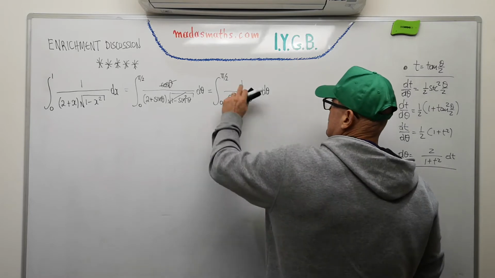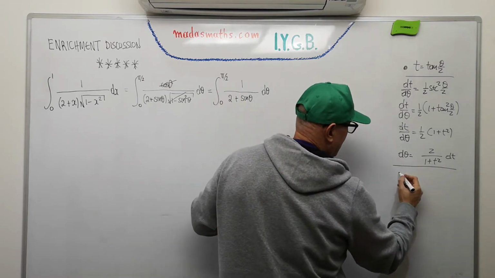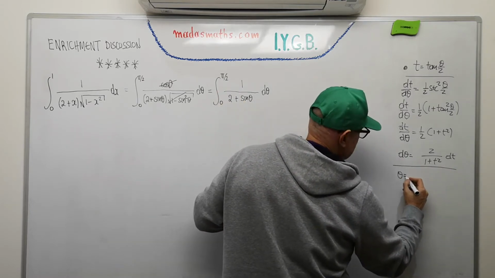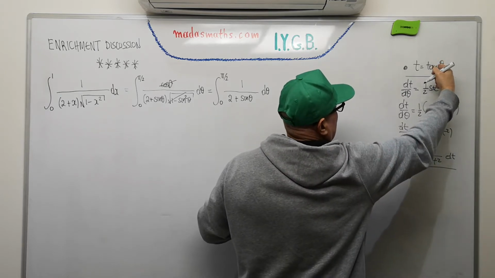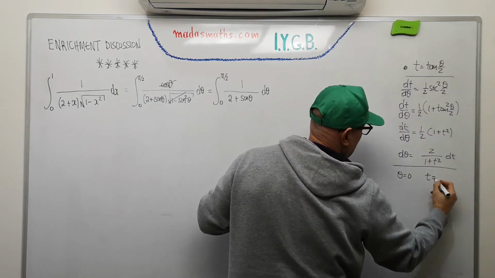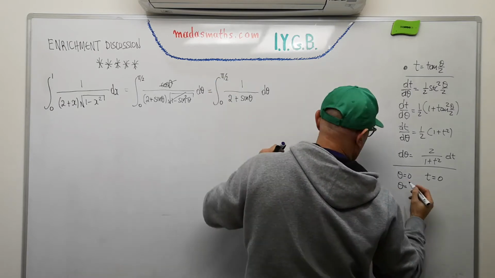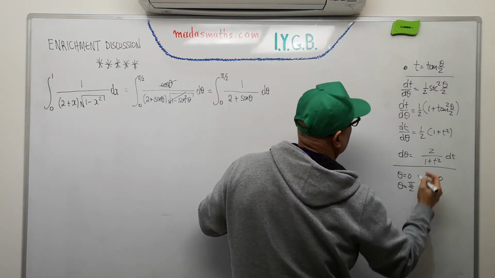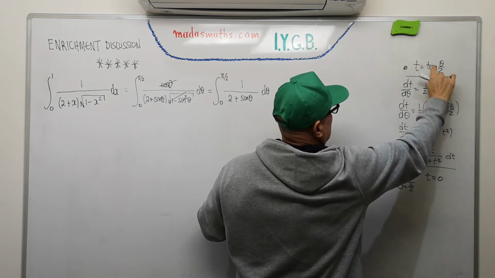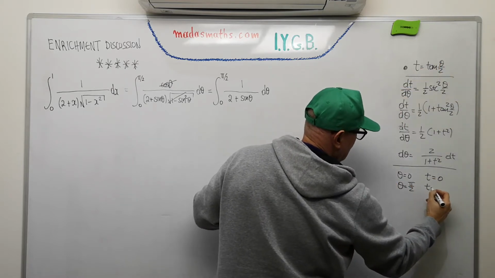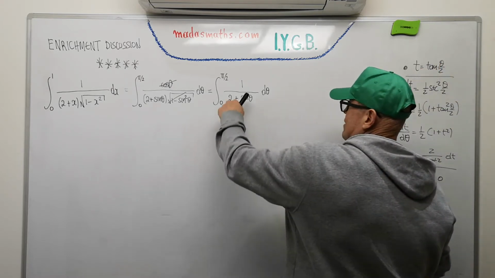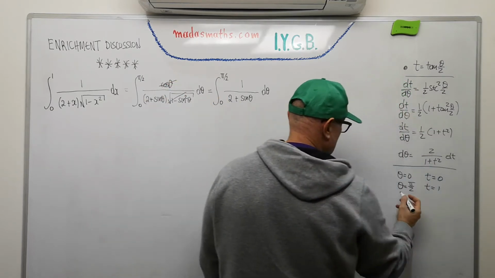The third stage of the substitution, let's change the limits. When theta is equal to 0, the t will also become 0. And when theta becomes pi over 2, tan of pi over 4 is 1. So it goes back to the original limits, essentially 0 to 1 as we had it originally.